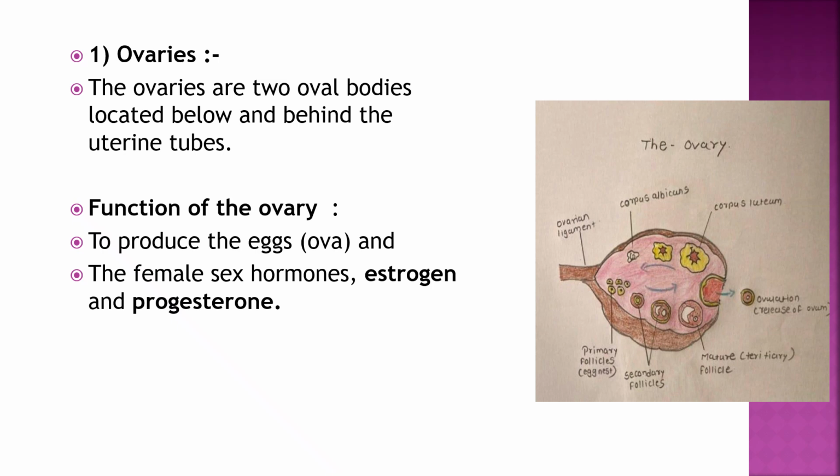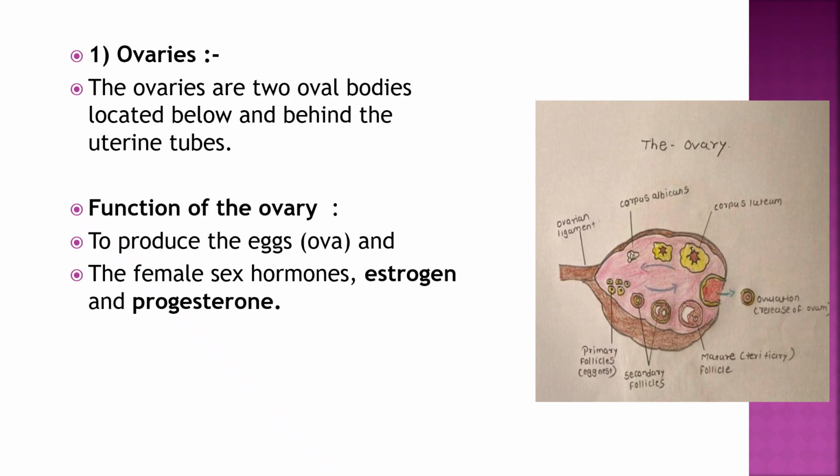So they are 2 oval bodies located below and behind the uterine tubes, and the function is to produce eggs or ova that is required for the fertilization with sperms to form zygote and then fetus, and secretion of female sex hormone, that is estrogen and progesterone.